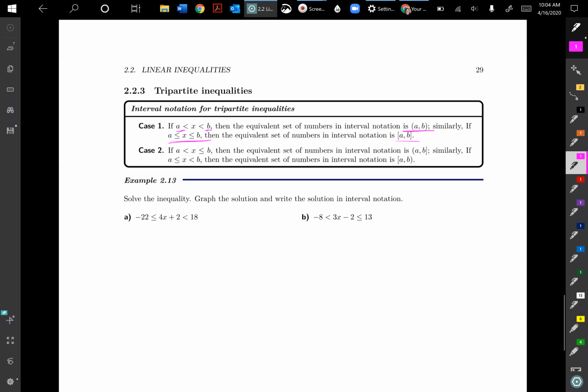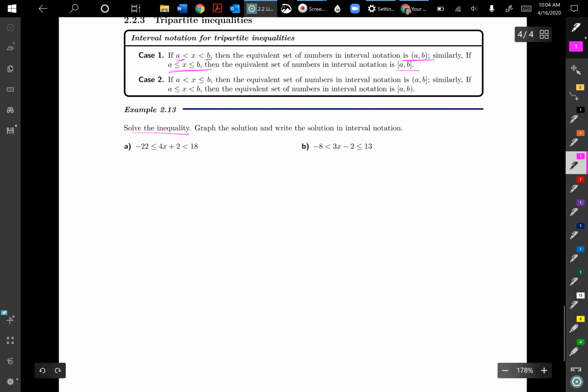Just the domain. So for example 2.13, solve the inequality, graph the solution, and write the solution in interval notation. Here we have an intersection, another way of thinking of it is the word "and", and we would use the symbol that looks like an upside down horseshoe, and that's called intersection. So keep that in mind.